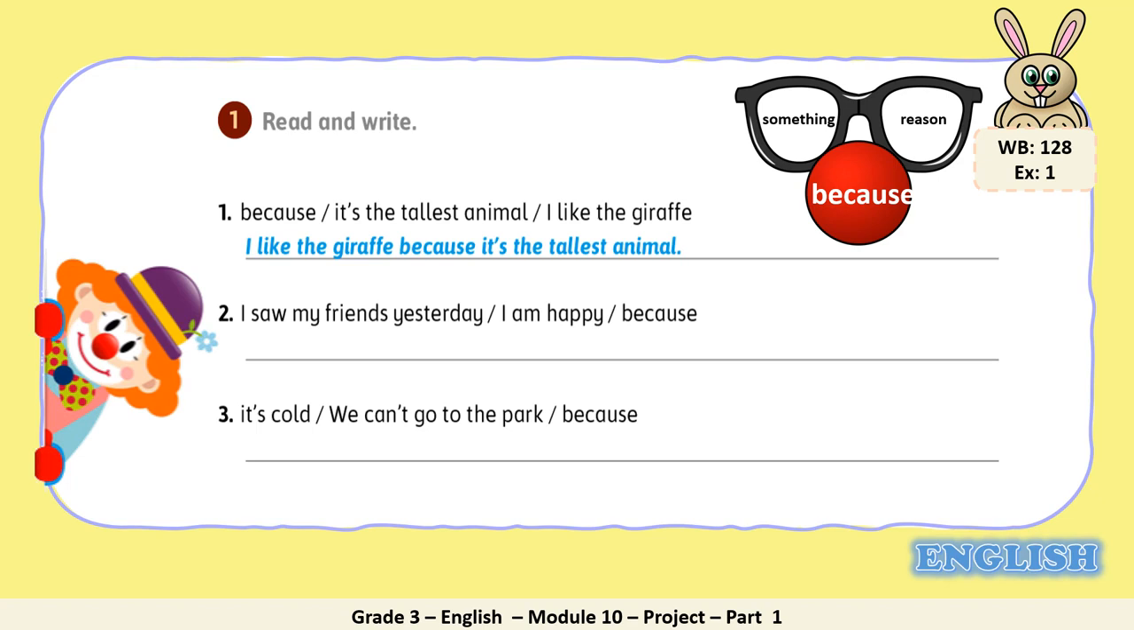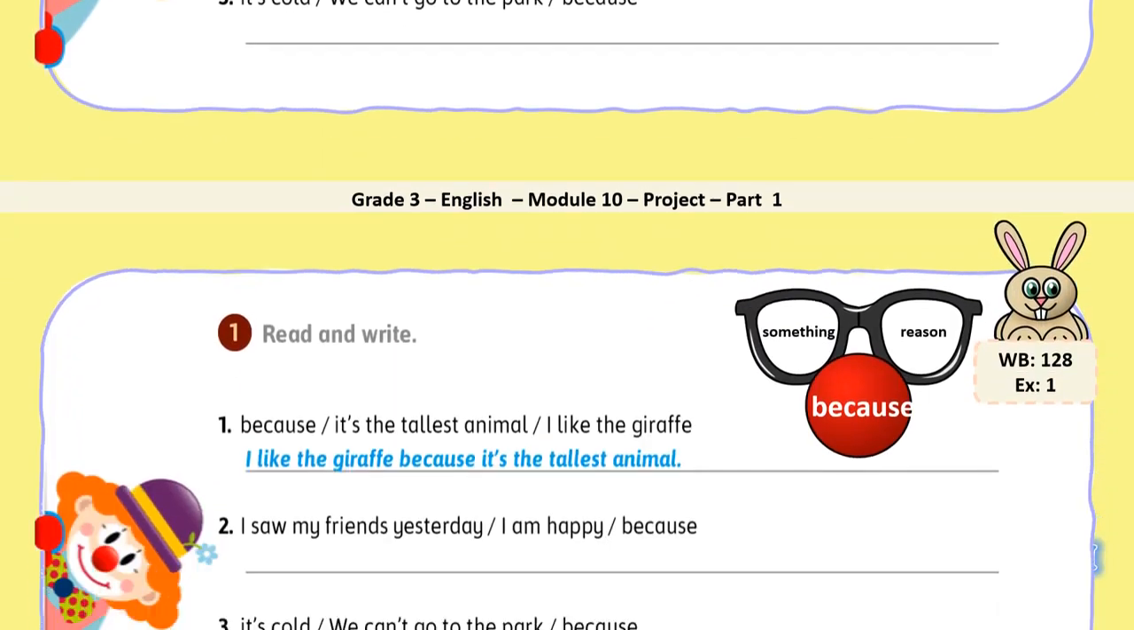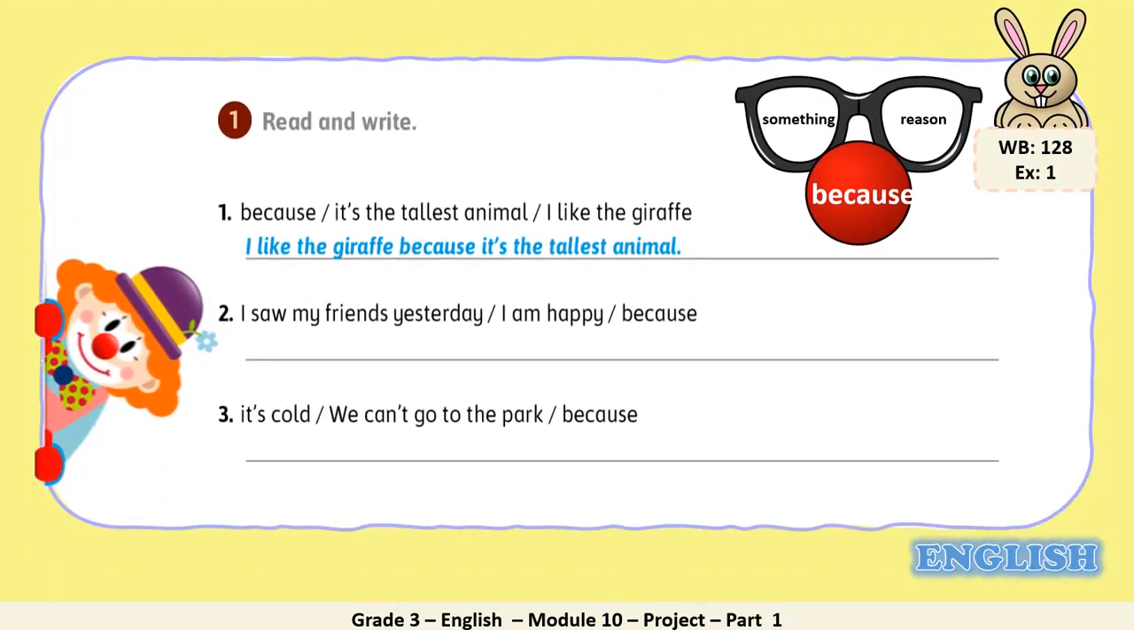Do you think you can do the next two sentences? Pause the video to finish writing and come back to check your answers later. All done? Let's check the answers together.